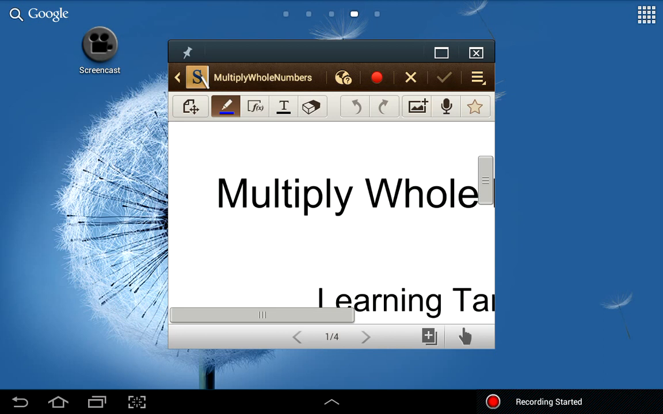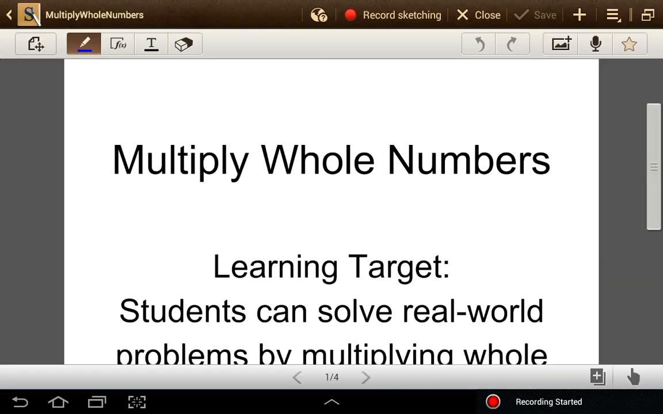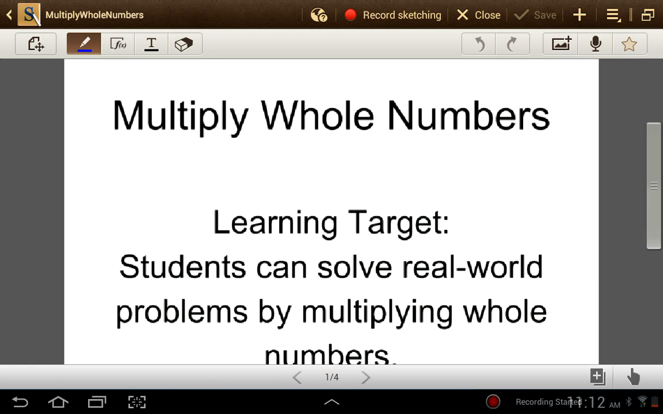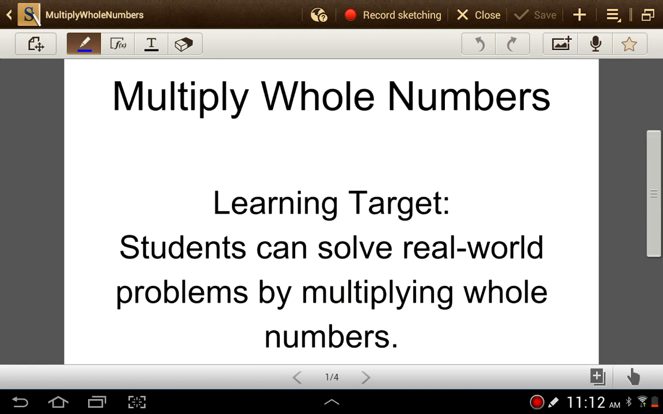Okay, here's our video on multiply whole numbers. Our learning target is 2. Students can solve real-world problems by multiplying whole numbers. Okay, so it's just going to be the basics of multiplying whole numbers that we're going to be working with here.